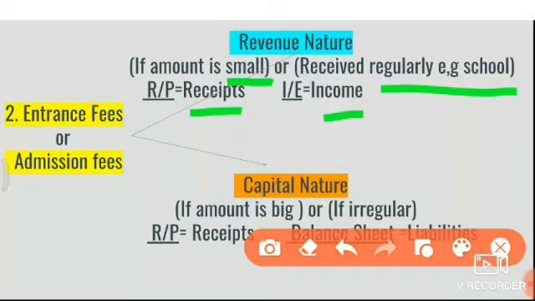Now, if the amount is big or if it is not received on a regular basis, then this is treated as a capital nature item. If it is treated as a capital nature item, when the amount is received, as usual, it will be shown on the receive side of the receipts and payments account. But this will not be shown in the income and expenditure account, but it will be shown towards the liability side of the balance sheet.